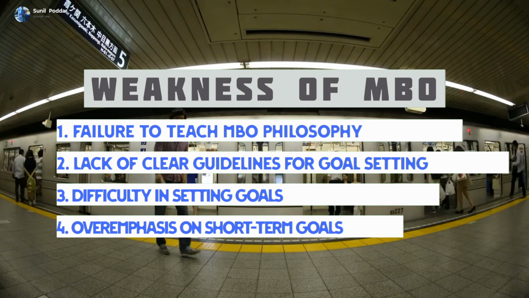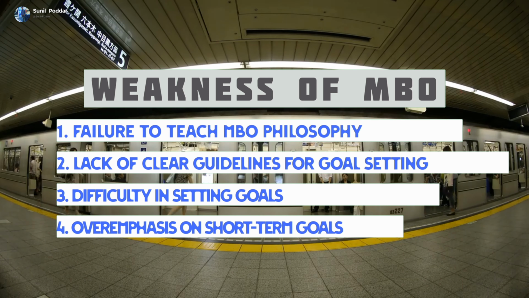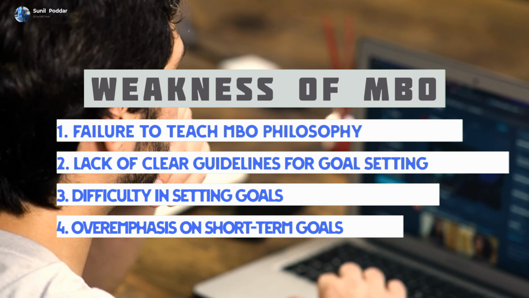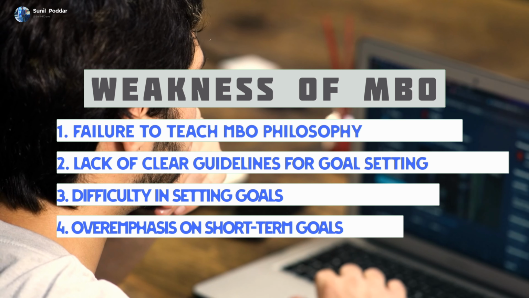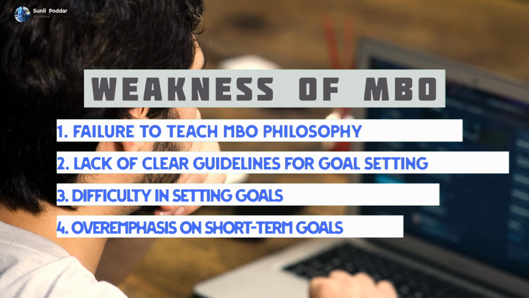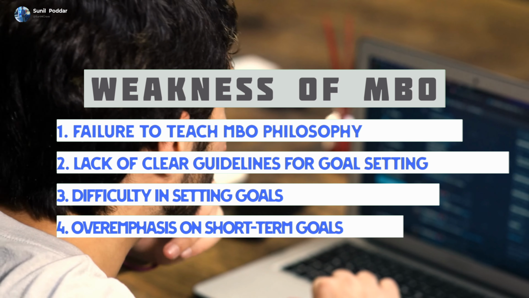Lack of clear guidelines for goal setting. Without proper guidelines, goal setting can be ineffective. Managers need to understand company policies, future plans, and assumptions to guide their teams. If these aspects are misunderstood, MBO effectiveness is compromised.